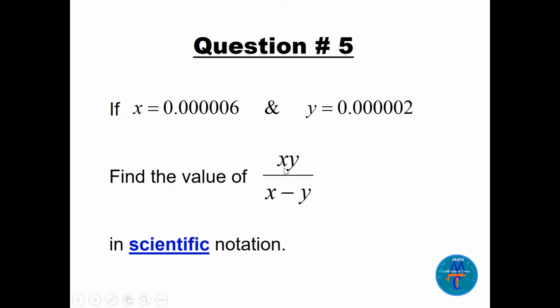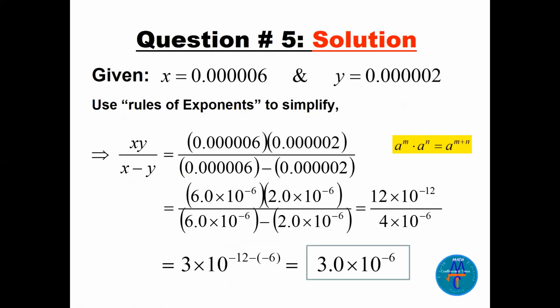So in the numerator, you multiply the numbers. In the denominator, you subtract the numbers. Maybe a little tricky. Let's see. Try to get the answer, please. The final answer in scientific notation. Let's see. X and y, in the numerator we multiply.